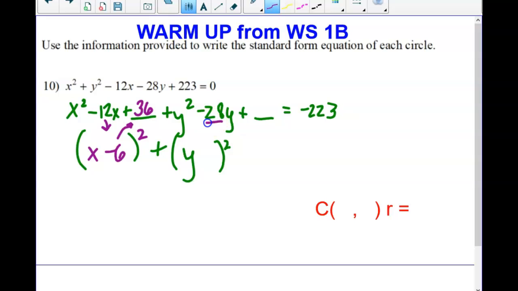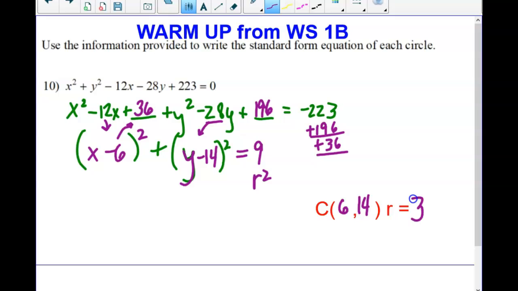Good job. Took half of this. So we ended up with a y minus 14 squared. 14 times 14, 196 maybe, guys? And 196 and 36 were supposed to be added over to this side. I forgot my blanks. I'm already having a good morning, huh? 9? So the center would have been at, anybody? 6, 14 with a radius. This is r squared, remember, so the radius is 3.